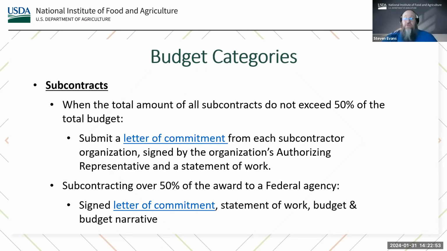For your subawards, it is best to send in a letter of commitment and statement of work for what each subaward is, a budget and a budget narrative. So if you have 3 subawards, then you should end up having 3 budget narratives, 3 budgets, 3 letters of commitment, and statements of work, 1 for each of them. We have to know who you're sending the money to, so please include those in there.